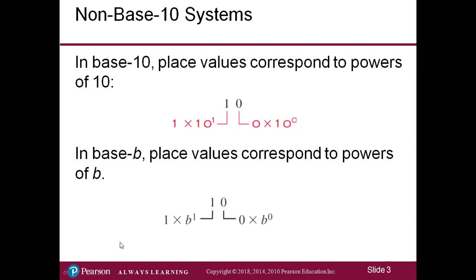Non-base 10 systems. In base 10, place value corresponds to powers of 10. 1, 0, for example, is 1 times 10 to the power 1, and 0 times 10 to the power 0. In base B, place values correspond to powers of B. So 1, 0 is one group of B to the power 1 and no groups of B to the power 0.